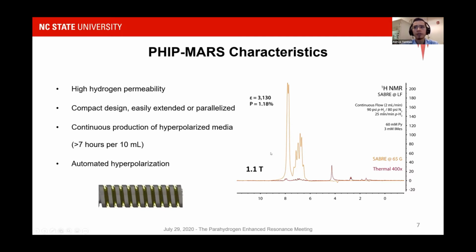And on the right here is an example spectrum of some early results that we acquired on pyridine SABRE with the PHIP-MARS system. Here we achieved, with 50% parahydrogen, polarization of 1.18 fold at 1.1 Tesla. And this is all in flow. None of these are stop-flow experiments. This is all done in continuous flow acquisition.